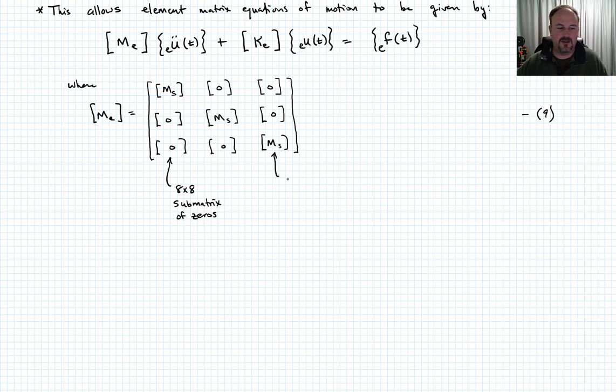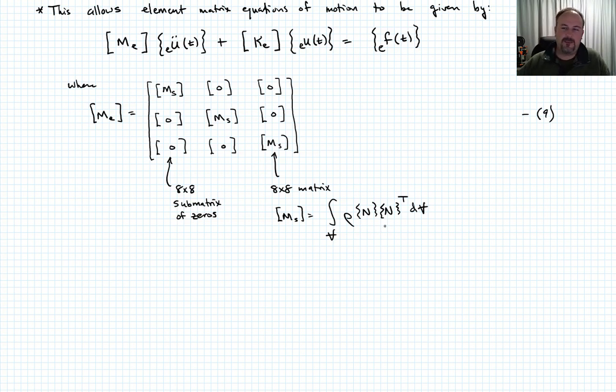Right, and this term, this is also an 8 by 8 matrix, which we defined in the previous lecture and said that M sub S is equal to the integral over the volume of rho times N transpose N dV, right? That's how we define that. And so what you can see about the mass matrix as it's derived is that it's block diagonal, right? It's not just diagonal terms, but it has block matrices on the diagonal and 0 submatrices off the diagonal. So we call that block diagonal, okay? So that's the mass matrix.